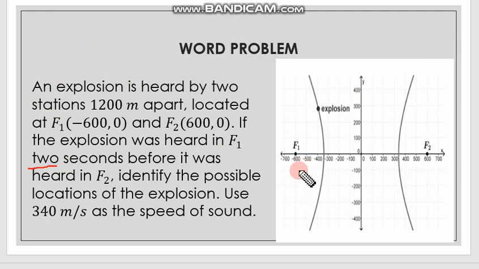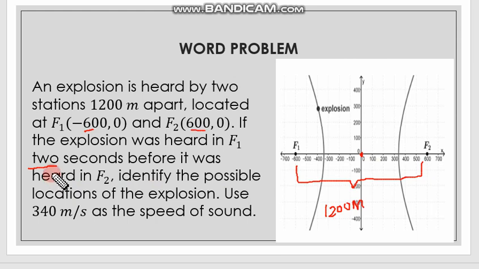So from focus 1 to focus 2, this is 1,200 meters. Okay, so we set our center at the origin. That's why focus 1 is at negative 600, 0, while focus 2 is at 600, 0.